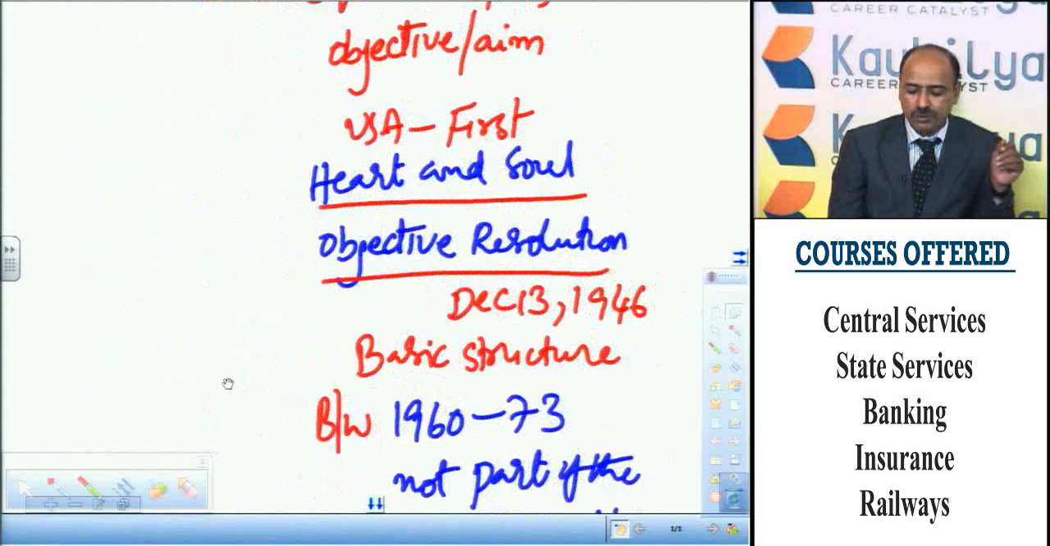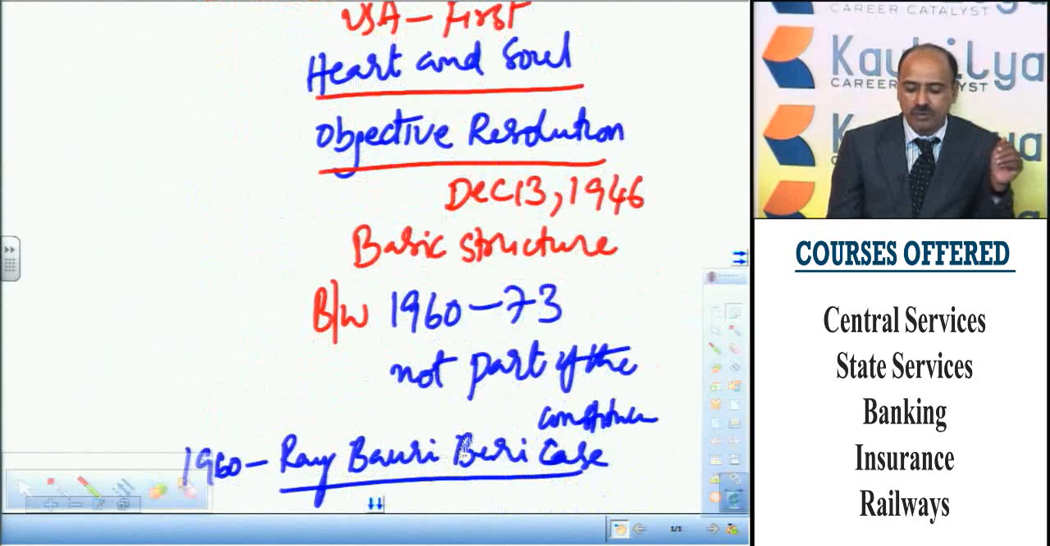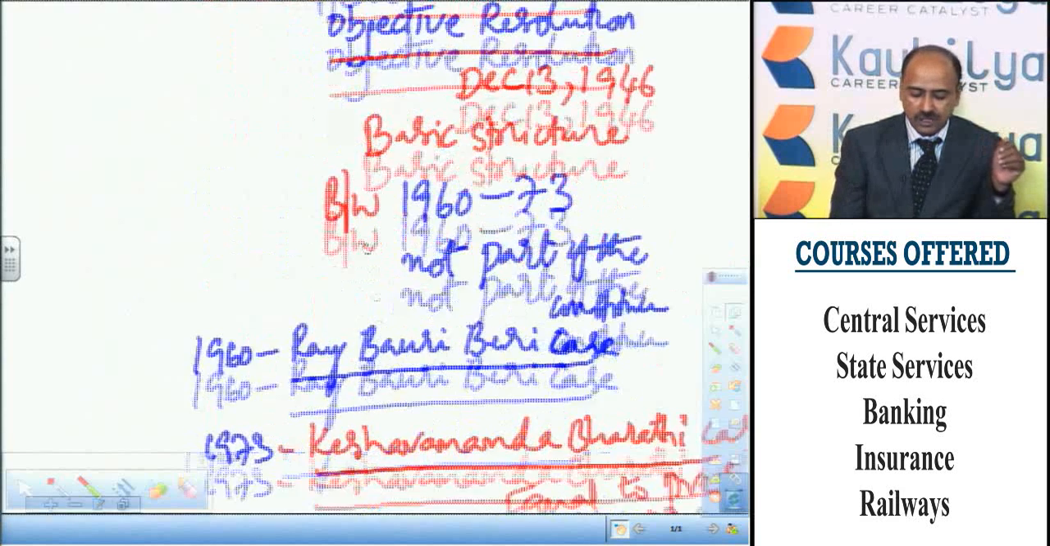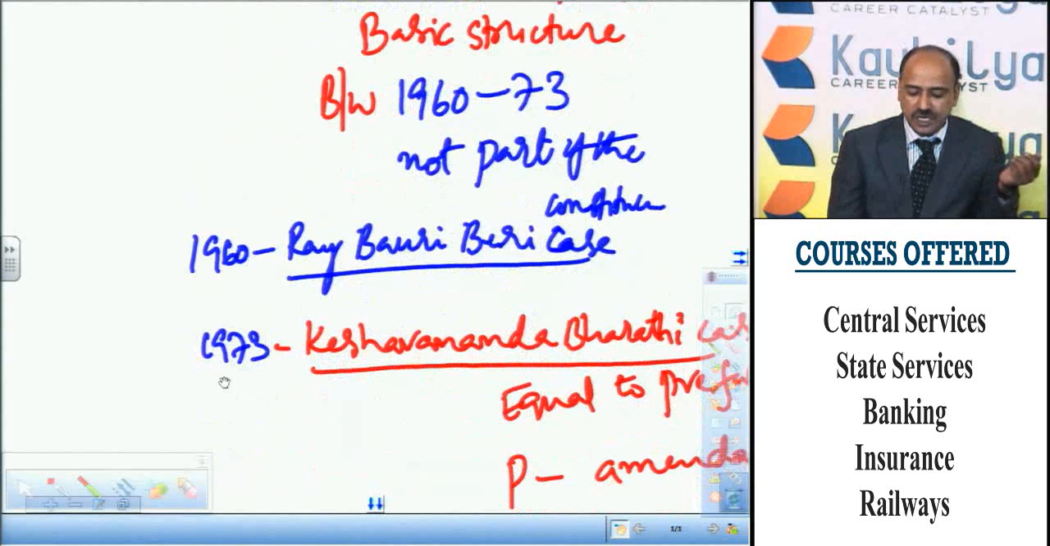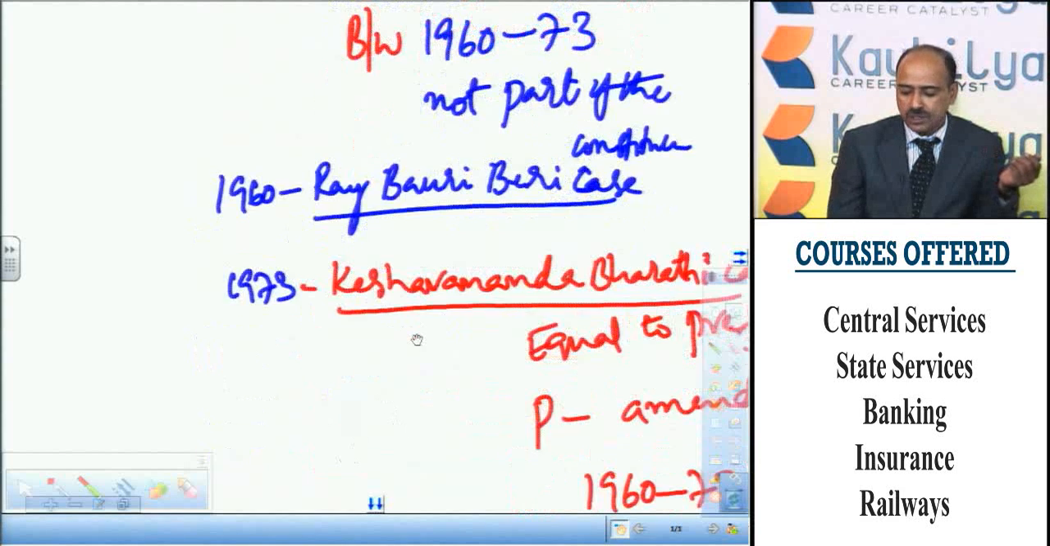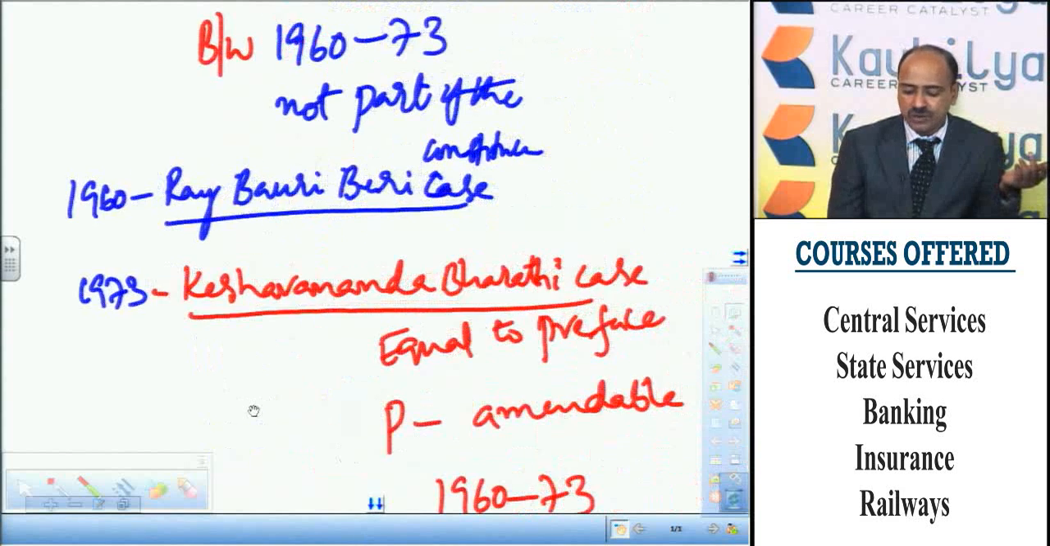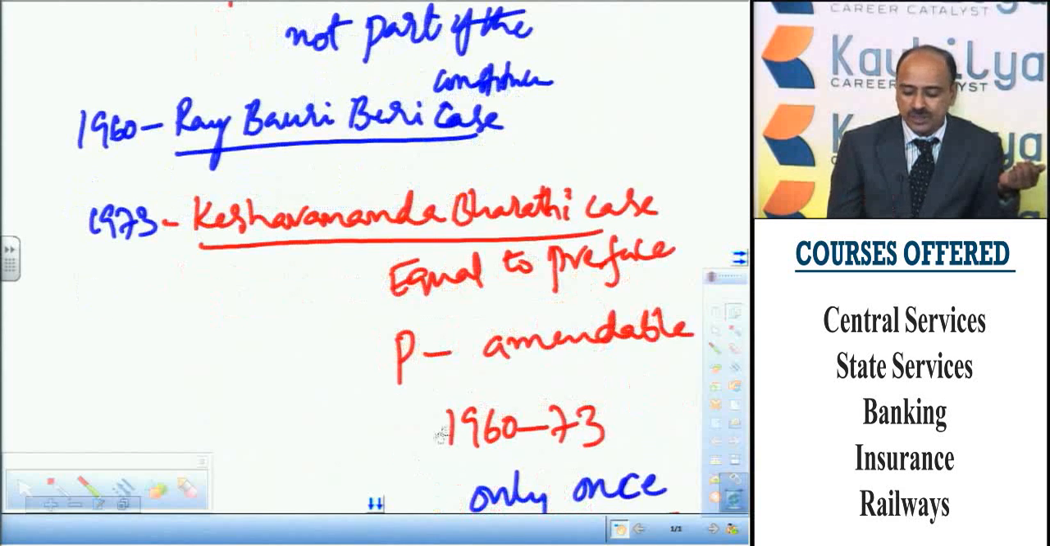The present preamble is part of our constitution and also of the basic structure. But between 1960 and 73, the preamble was not part of the constitution. In the 1960 Berubari case, the Supreme Court gave judgment that the preamble is not part of the constitution, because no article or part explains the preamble. That's why it does not come under the basic structure. But in the 1973 Keshavananda Bharati case, the Supreme Court accepted Keshavananda's arguments that the preamble is equal to a preface. Whenever a preface is part of a textbook, the preamble is also part of the constitution.